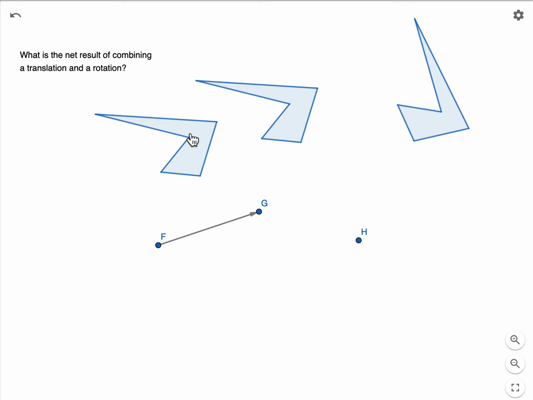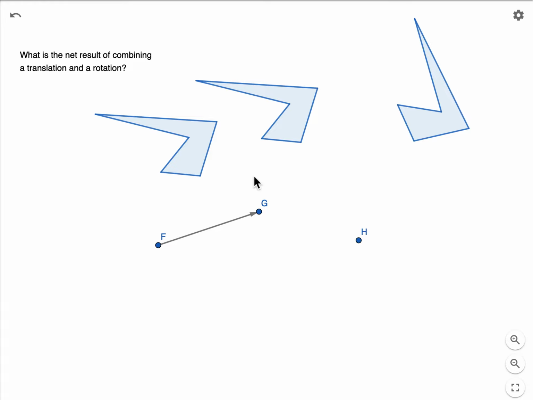Now, the goal here is to understand the net effect of these two transformations placed together. So we have first the translation that moves us from here to here, and then the rotation that moves us from the second location to the third. And I want to say, how do I get from this first location to this third location in one thing? It's a translational rotation. How do we understand that as a single transformation?